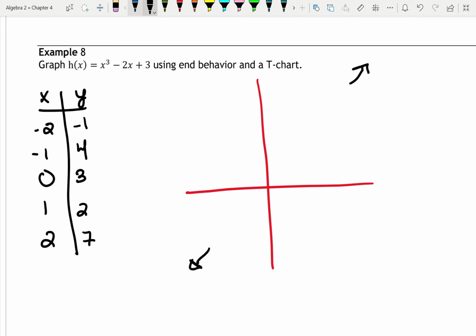So now we need to plot these points. So I'm going to go left 2 spots and down 1. There's my first dot. Then I go left 1 and up 4. 1, 2, 3, 4. Then 0, 3. 1, 2. And then 2, 7. So it's 4, 5, 6, 7.